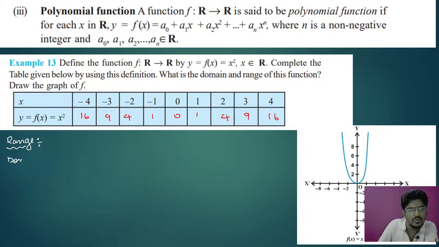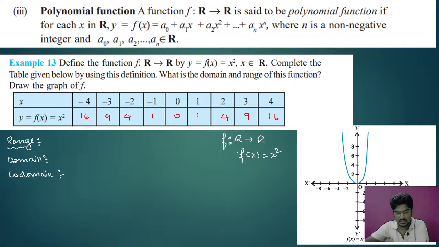What is the domain? What is the codomain? Very important point: f is a function from real numbers to real numbers, defined as f of x equal to x square. So now I need the range.